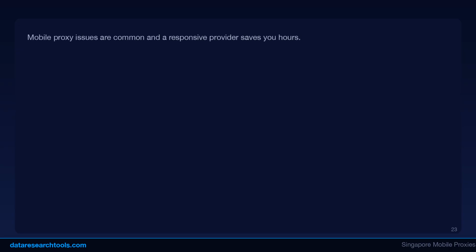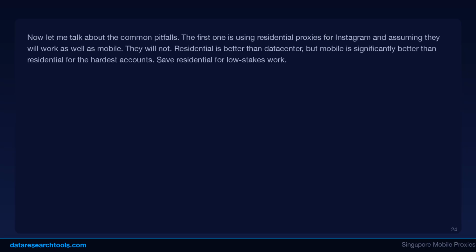Third, sticky session support. You need at least 30 minutes of stickiness and ideally configurable up to several hours. Fourth, IP rotation control. You should be able to rotate on demand via an API or a link in case an IP gets flagged. Fifth, port level dedicated access. Avoid services that share a single port across all customers. You want at least a dedicated port per account, even on shared SIM pools. Sixth, real customer support. Mobile proxy issues are common and a responsive provider saves you hours.